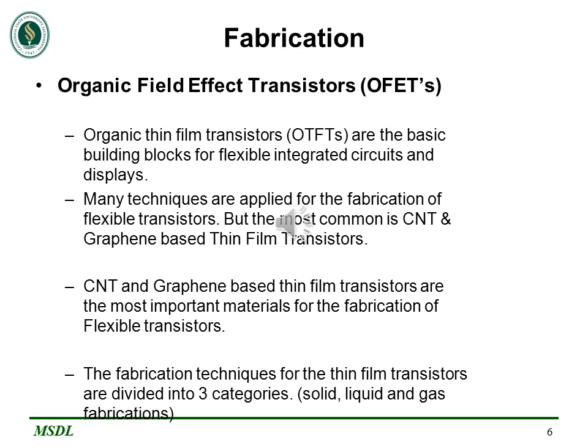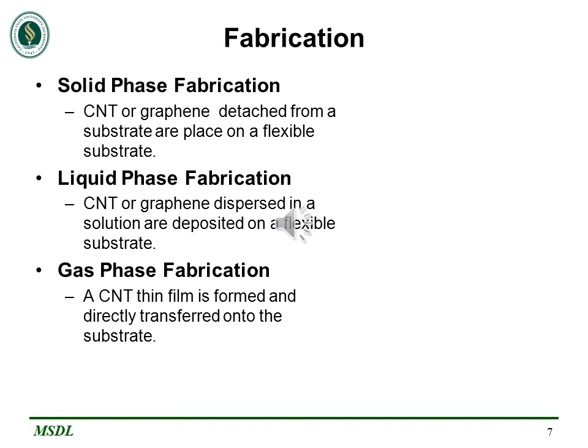Certain fabrication techniques are used for building flexible transistors by using carbon nanotubes and graphene. These techniques are further divided into solid, liquid, and gas phase fabrications that we would discuss in the next slide. So here we have the three phases for fabrication: solid, liquid, and gas phase. For solid phase fabrications, carbon nanotubes or graphene are supported on a solid and rigid wafer and are directly detached from the wafer, and they are then transferred onto a flexible substrate. That's how solid phase fabrication takes place.